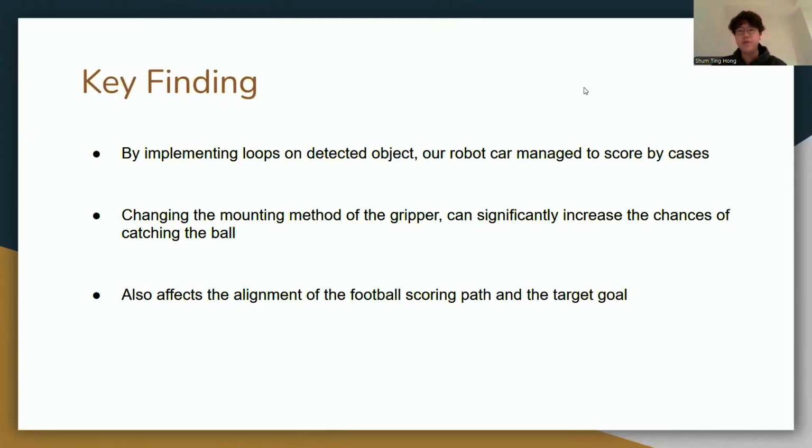By implementing loops on detected objects, our robot car managed to score in some cases. We discovered that changing the mounting method of the gripper can significantly increase the chance of catching the ball, and also affects the alignment of the football scoring path and the target goal.